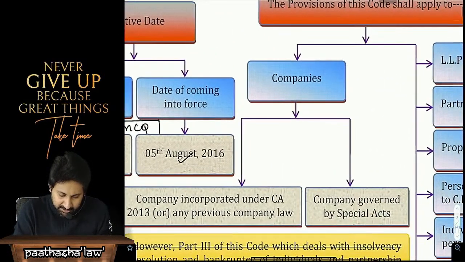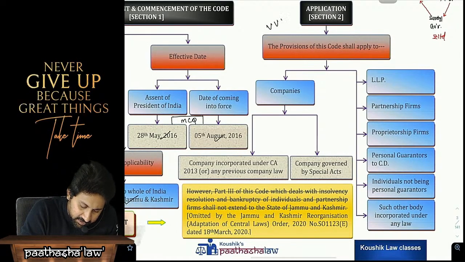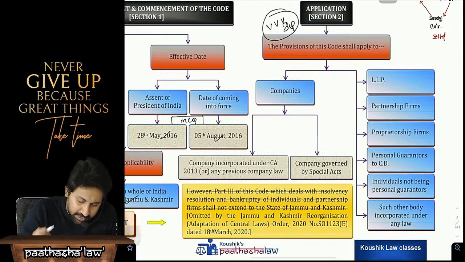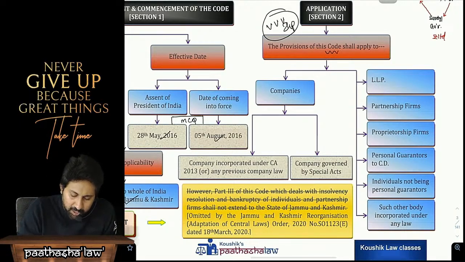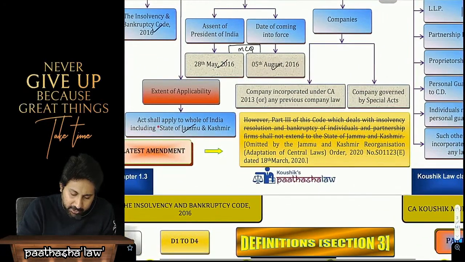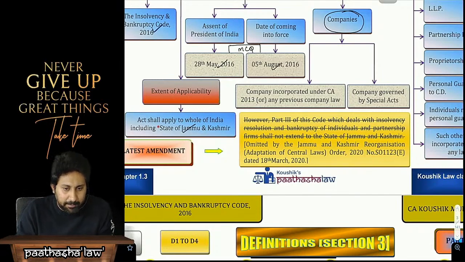Right. Next one. Application. Very, very important section. This is the charging section of applicability. To whom will this particular act apply? The provisions of this code shall apply to companies. Companies means which type of companies? Companies under Companies Act, company under any act.